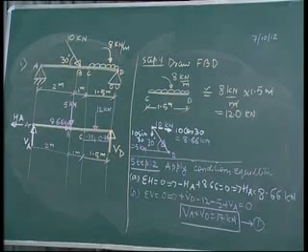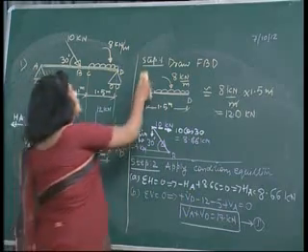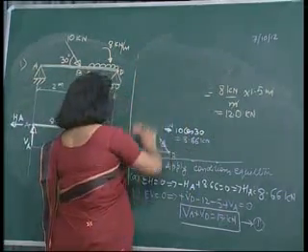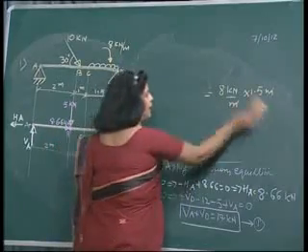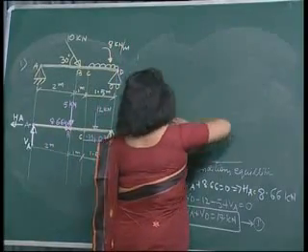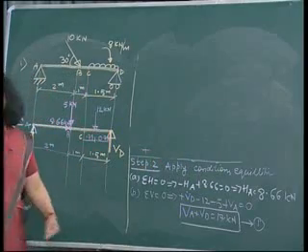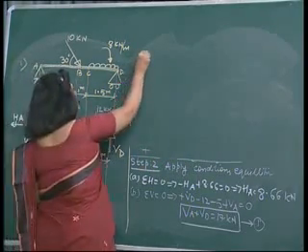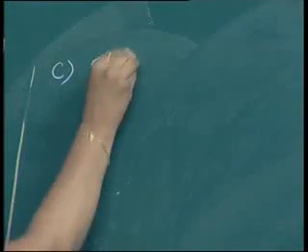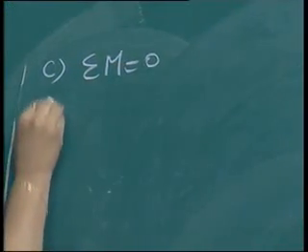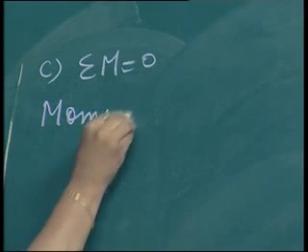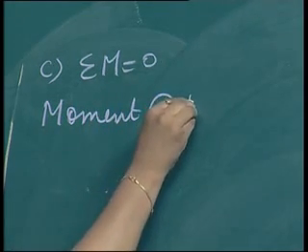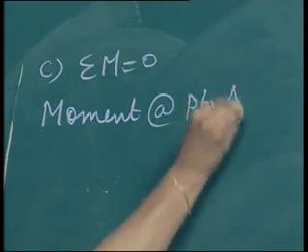Now what is left is our third condition of equilibrium, and that third condition of equilibrium is sigma moment is equal to 0. And what is our sign convention? Clockwise moment is to be taken as positive and anti-clockwise moment is taken as negative. So third condition, that is C, sigma moment is equal to 0. We will take moment about point or support A.